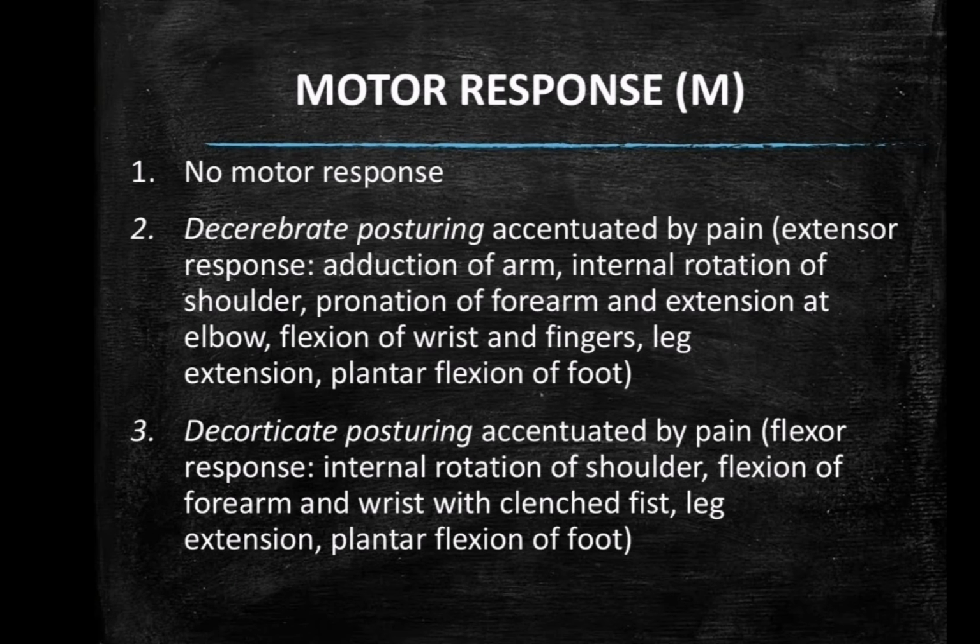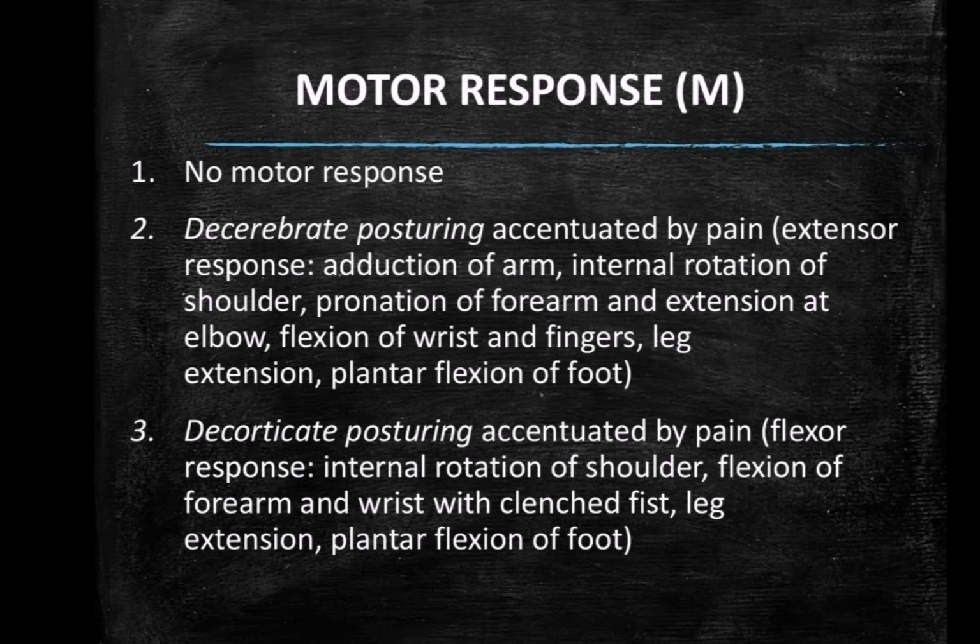For the motor response, there are 6 grades starting with the most severe, which are: first, no motor response. Second, decerebrate posturing accentuated by pain, or extensor response: adduction of arm, internal rotation of shoulder, pronation of forearm and extension at elbow, flexion of wrist and fingers, leg extension, plantar flexion of foot.